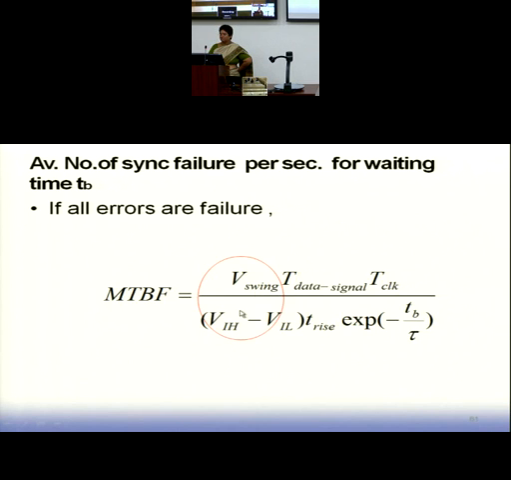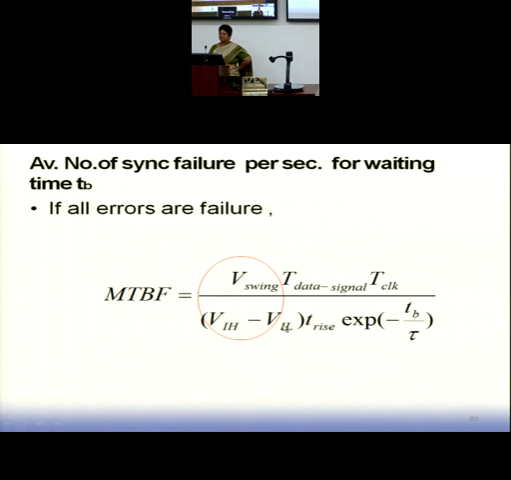This comes in the form of the V swing, frequency of the data signal, frequency of the sampling clock, the time constant of my bistable element, and the waiting time that I am providing to it. And then this is the VIH to VIL.